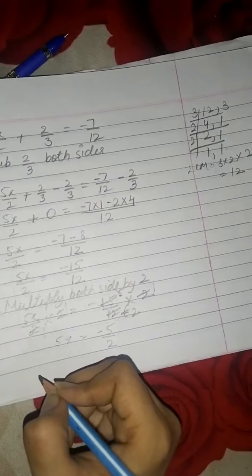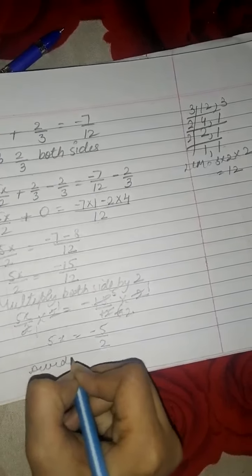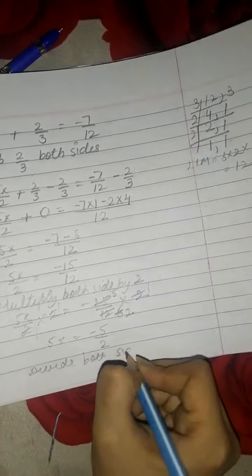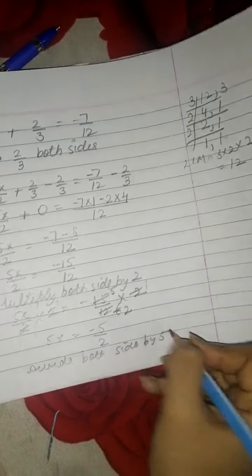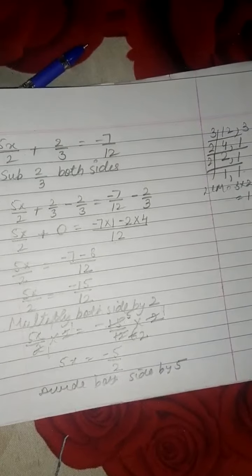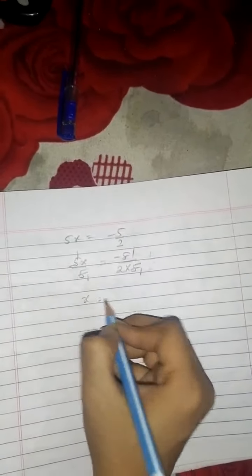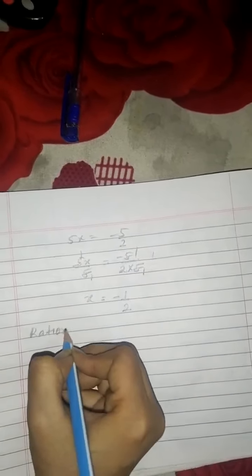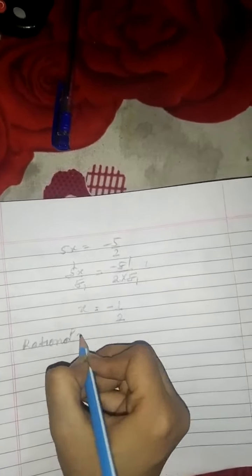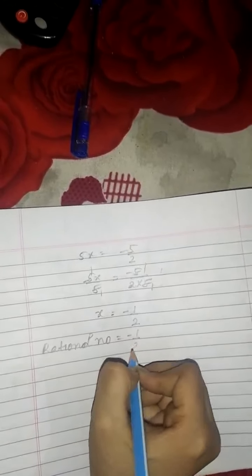Now apply the transpose method again. Divide both sides by 5. 5x divided by 5 equals minus 5 by 2 multiply by 5. 5 ones are 5, 5 ones are 5. So the value of x is minus 1 by 2. So the rational number equals minus 1 by 2.